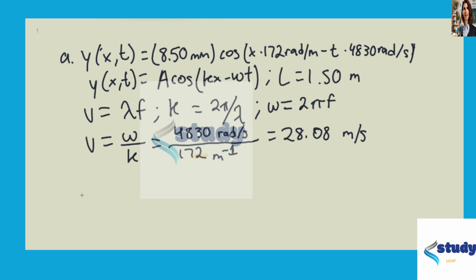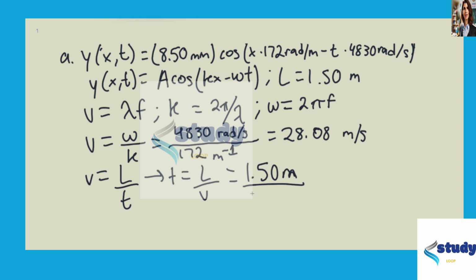And we say that the velocity can also be defined as the length divided by time, rather any distance divided by time. So we can say that the time is going to be equal to the length of the string divided by the propagation speed. We have the length of the string, 1.50 meters, and then we have the propagation speed, and this is going to be 0.0534 seconds. So this will be your answer.